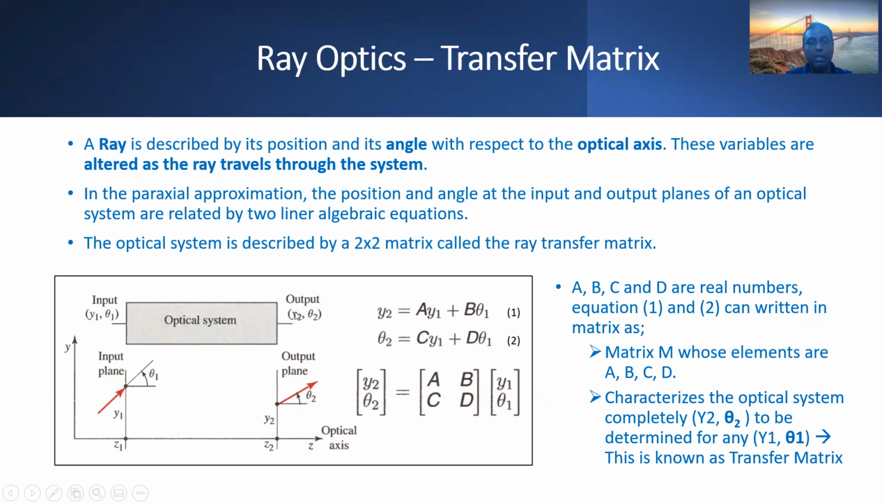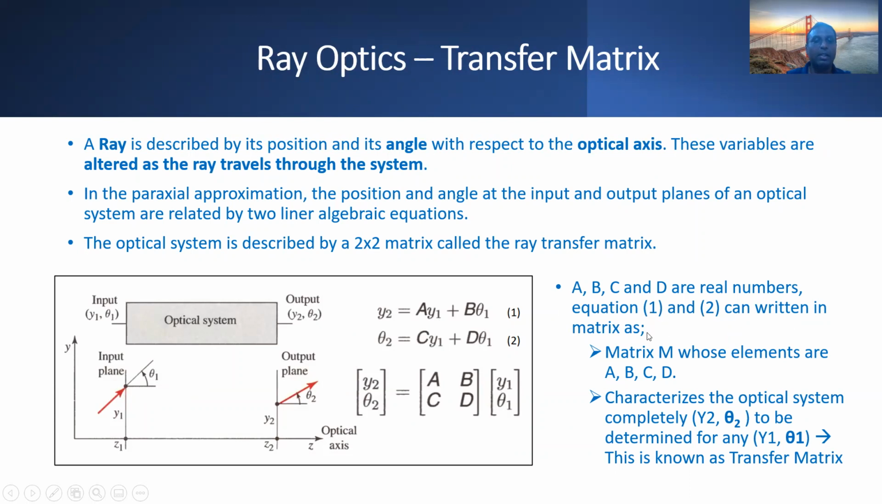So from here we can derive a linear equation: y2 equals a y1 plus b theta 1, and theta 2 equals c y1 plus d theta 1. Right. So in this equation, A, B, C, D are real numbers, from equations 1 and 2.